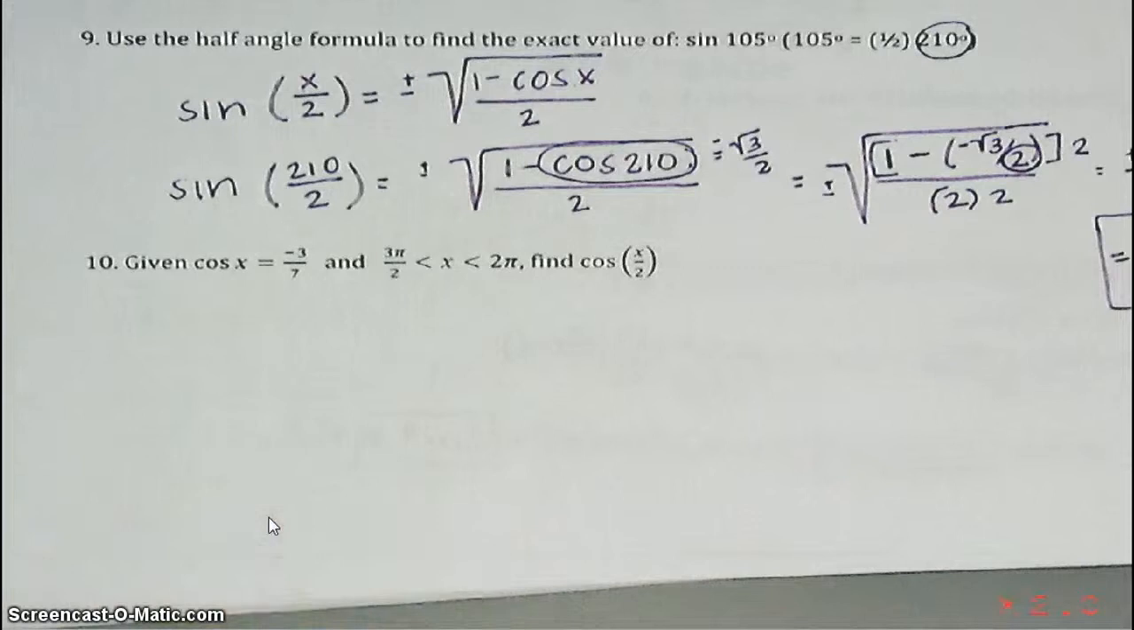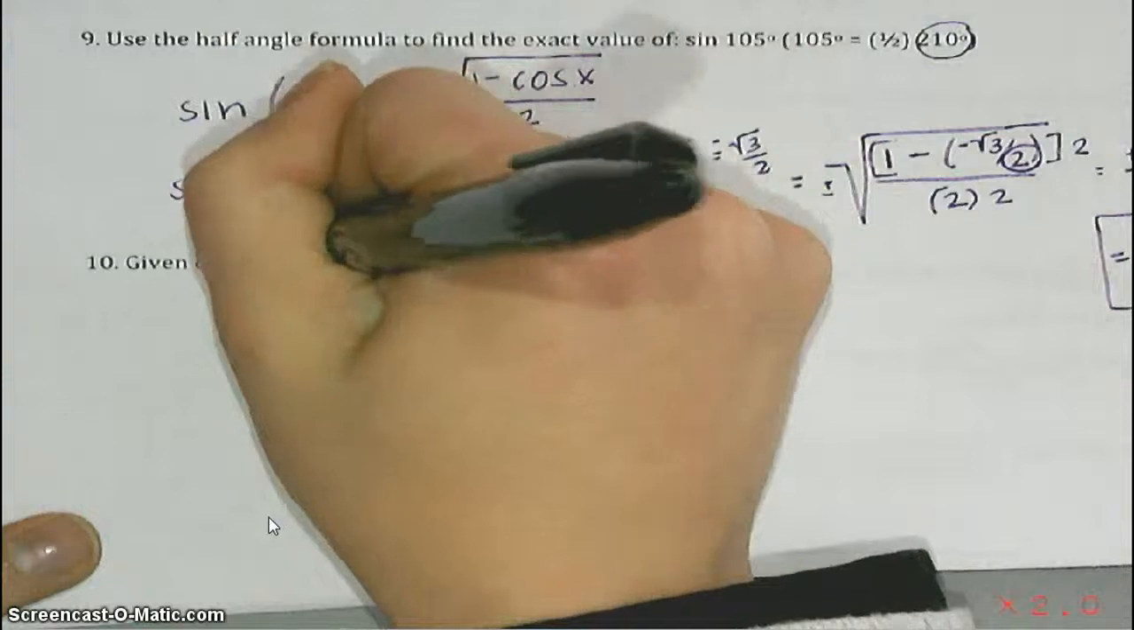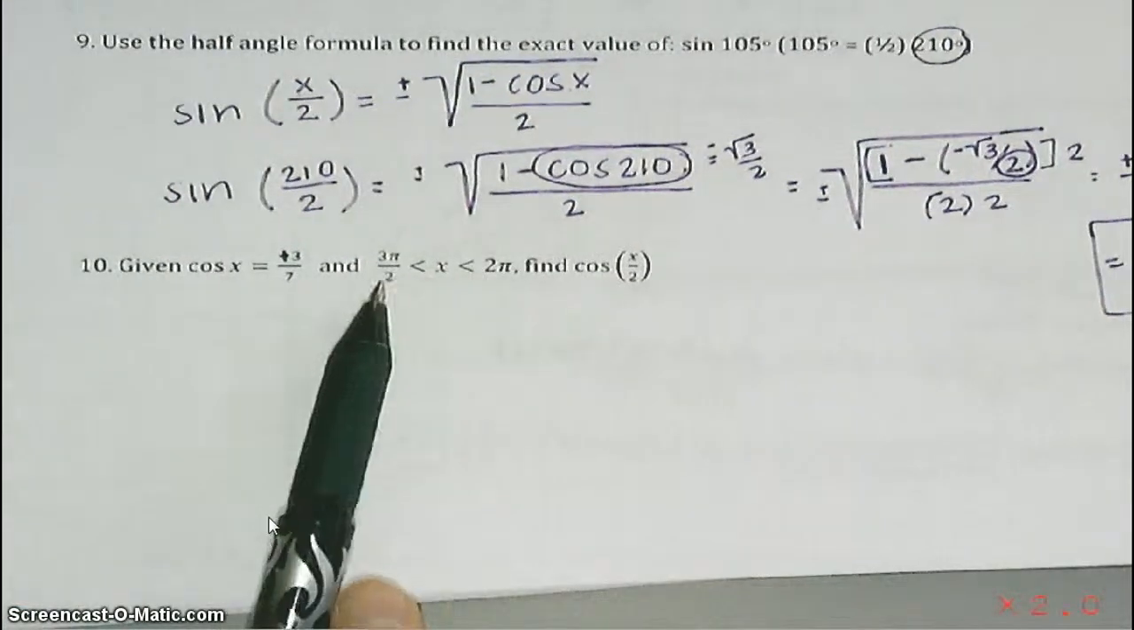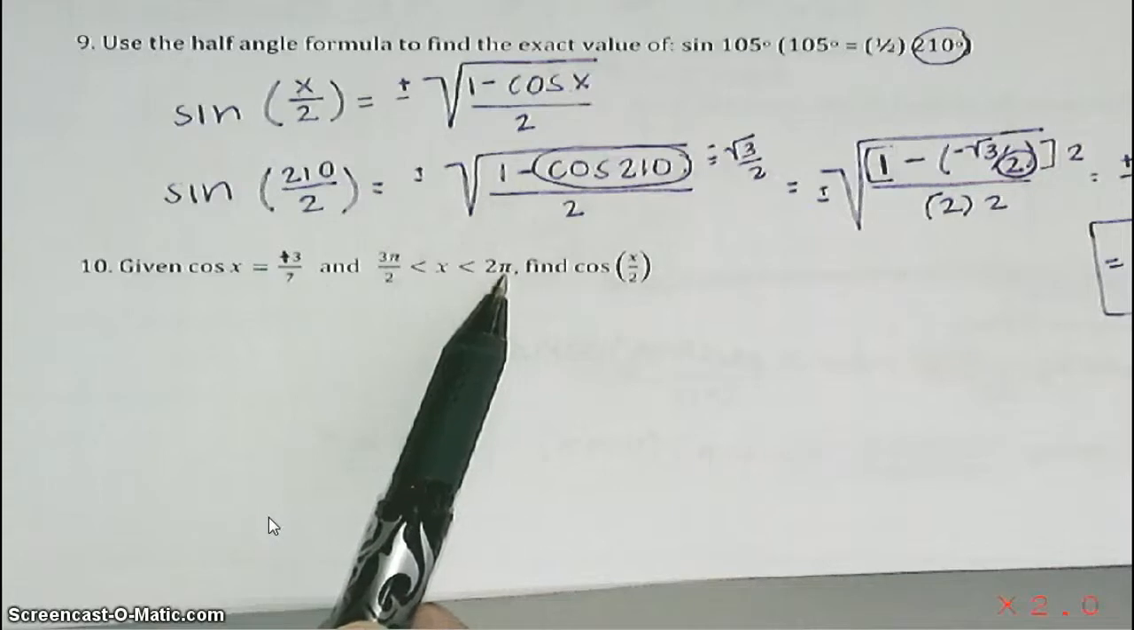The next question, I did have a little typo error. If you could change this so it's positive 3/7, reason being is that if your angle is between 3 pi over 2 and 2 pi, you're going to be in quadrant 4. And that's really going to actually give you a positive cosine value.